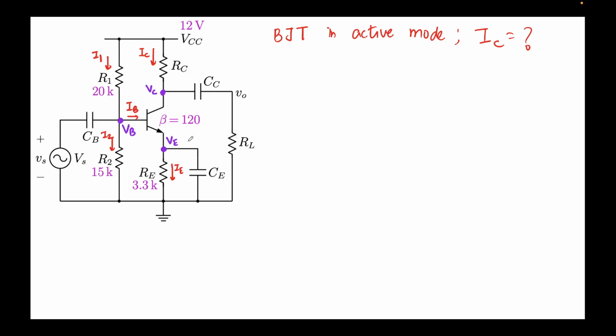Now the key thing to note here is that since we are talking about only the DC analysis, we'll just drop all these capacitors. Why is it safe to drop them? Because the inherent assumption is that these capacitances are large.